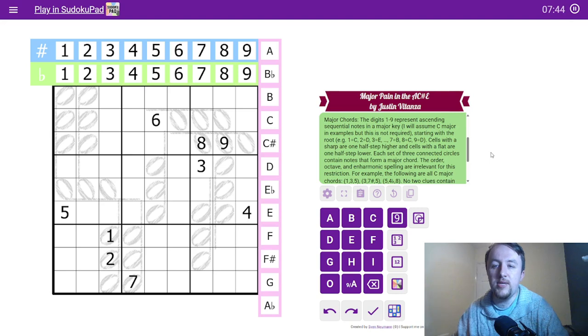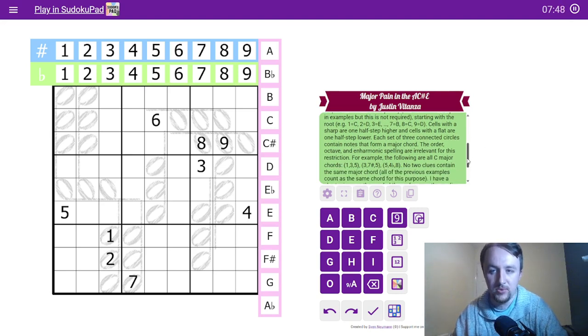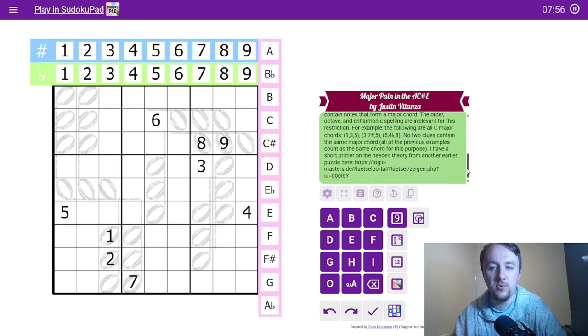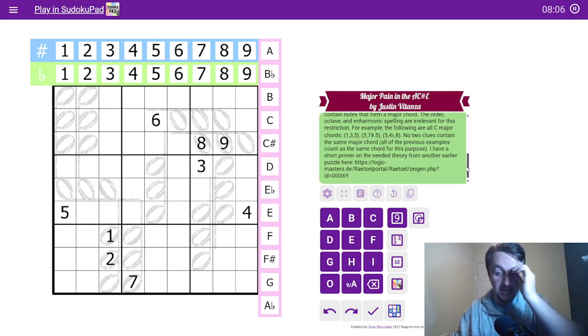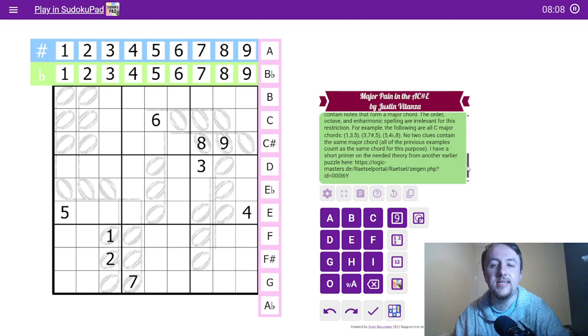Each set of 3 connected circles contains notes that form a major chord. The order, octave, and enharmonic spelling are irrelevant for this restriction. For example, the following are all C major chords: 1, 3, 5; 3, 7 sharp, or sharp 7, 5; 5, flat 4, 8. And no 2 clues contain the same major chord. All of the previous examples count as the same chord for this purpose.